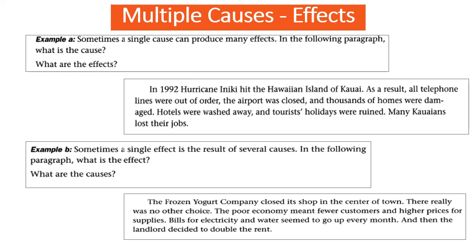What are the causes? Right, the first one is the poor economy, and the second cause is fewer customers and higher prices for supplies, and after that, the cause is also bills for electricity and water. And the last cause is that the landlord decided to double the rent. So here is an example of multiple causes and effect.